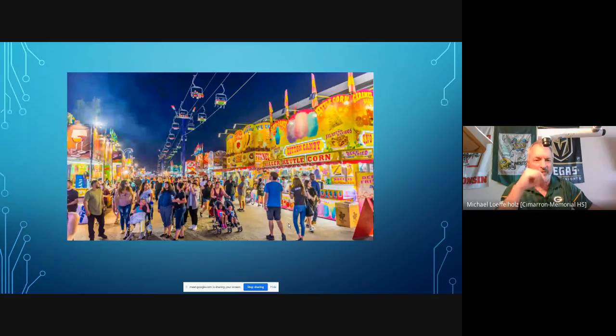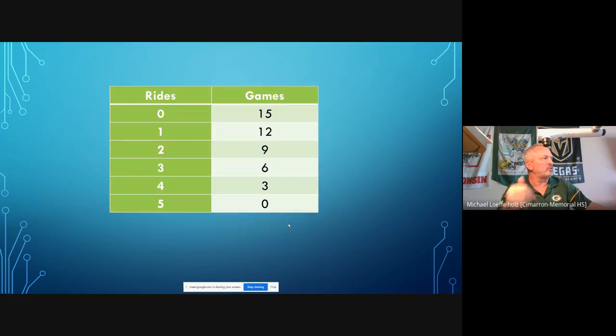Last time we were at the fair, we were given $30 to go to the fair. Rides cost $6 each and games cost $2 each. We drew up a table like such. If I did 0 rides, I could then play 15 games because I have $30. 15 games times $2 each makes my $30. If I do 0 games, that means I have all of my money for rides, which means I could do 5 rides because 5 times $6 each makes $30. Then there's the various points in between.